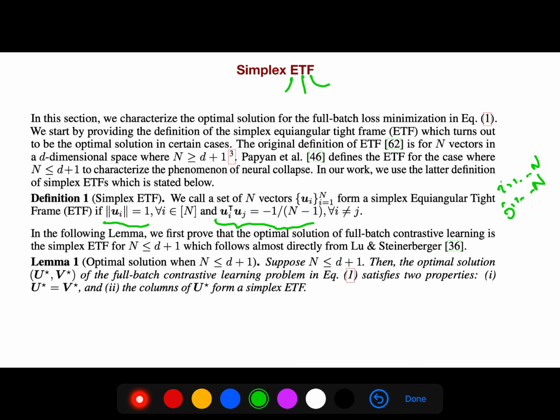And they have a lemma that says, suppose n is less than d plus 1, then the optimal solution of the full batch contrastive learning problem in the previous slide satisfies U star equals V star, and the columns of U star form a simplex ETF.